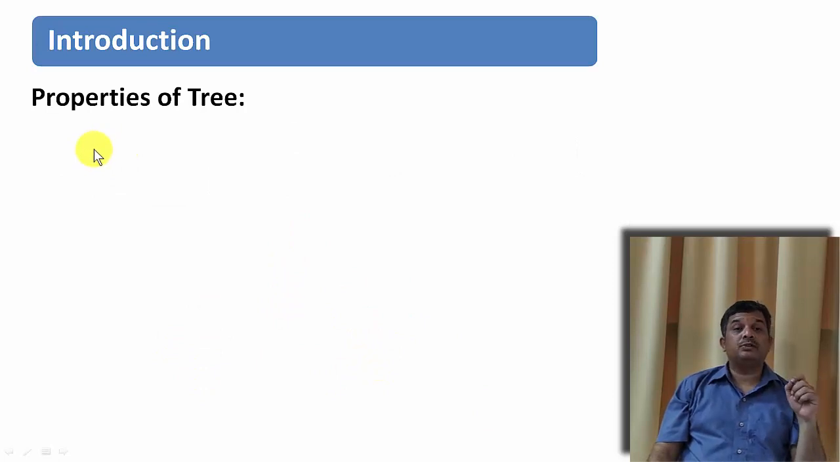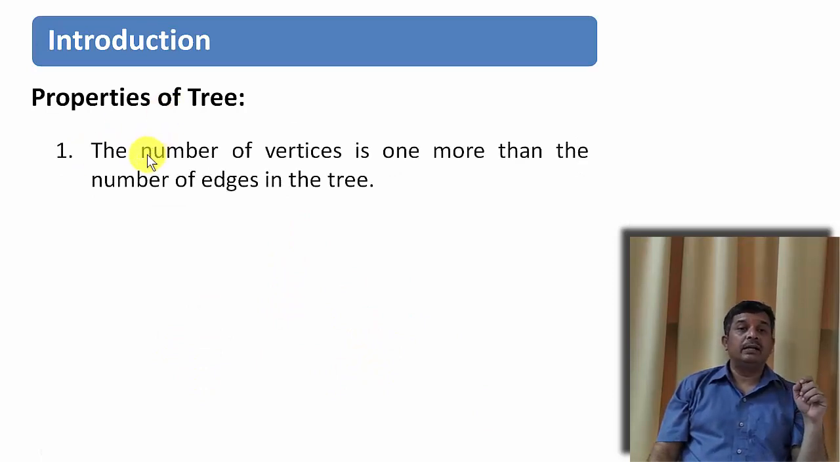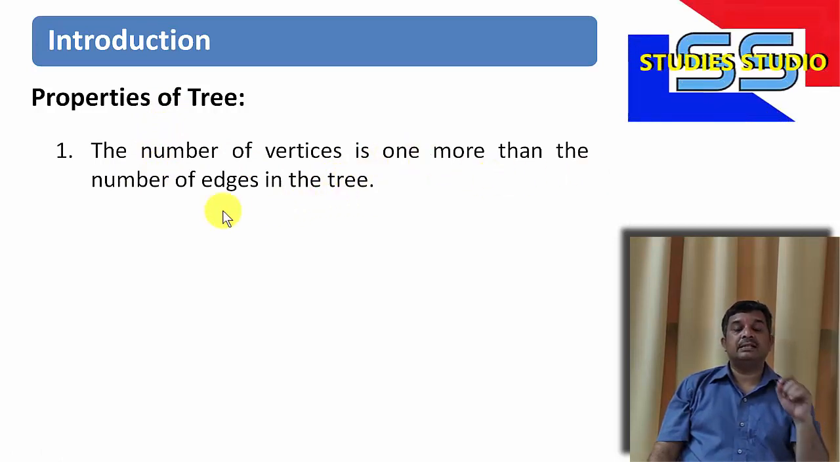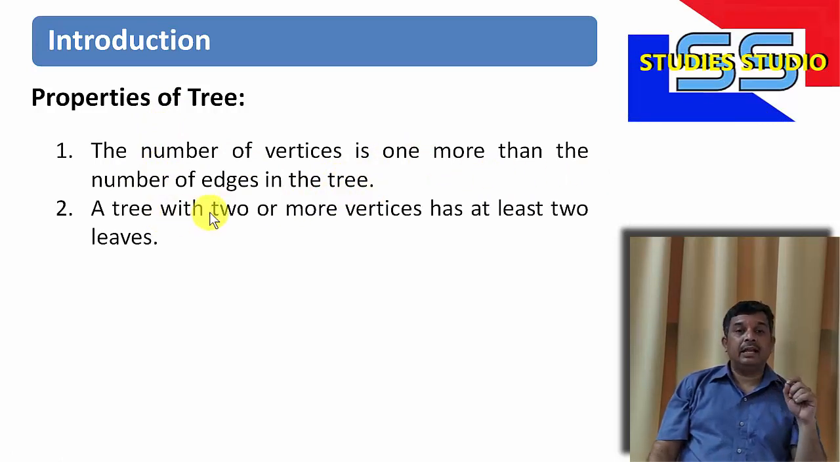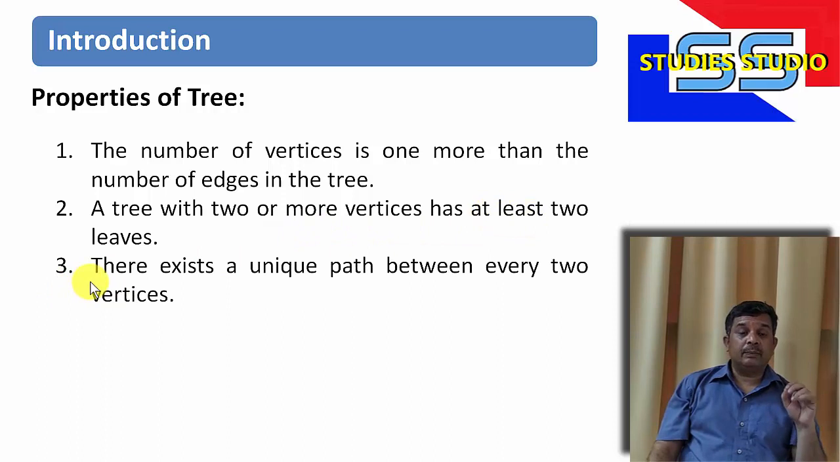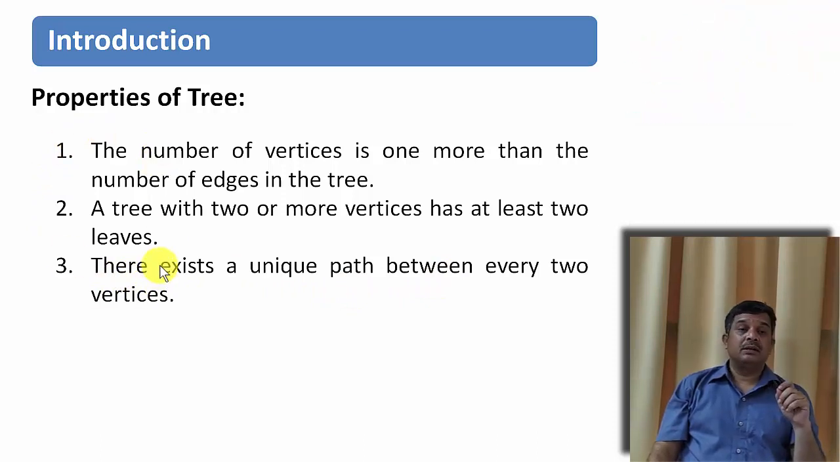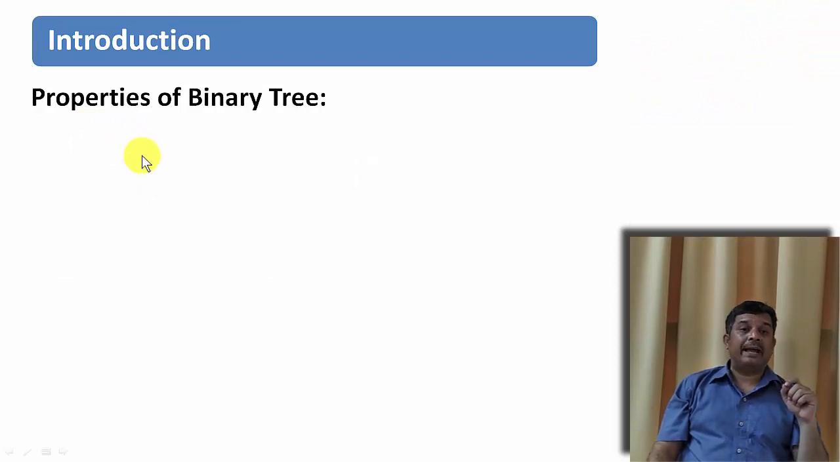There are a few properties of trees. We'll see them one by one. The number of vertices is 1 more than the number of edges in a tree. A tree with 2 or more vertices has at least 2 leaf nodes. And the third property is that there exists a unique path between every 2 vertices. Based on these properties, in competitive exams they ask questions. And let us see a few properties of binary trees.